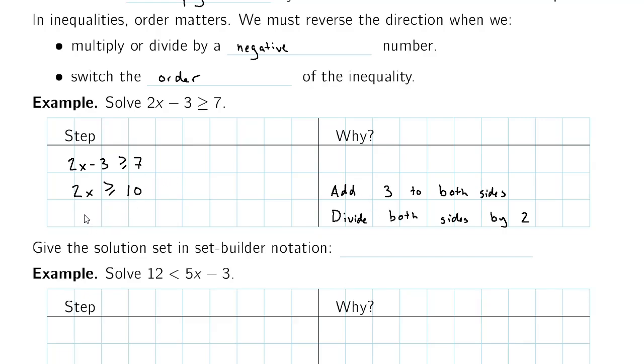So on the left, then, we just have x. Then 10 divided by 2 is 5. The solutions to this inequality are any numbers that are greater than or equal to 5. So in set builder notation, we can say the set of all x such that x is greater than or equal to 5.